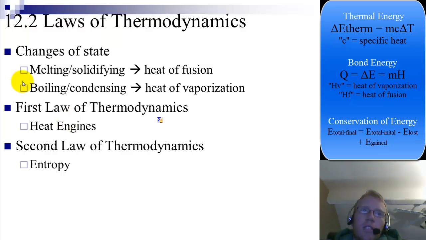Welcome back to the second part of Chapter 12. This one is about more laws of thermodynamics, and specifically about the change of state of objects. So you learned about the states of matter: gas, liquid, solid, and maybe even plasma. And we're going to now talk about the energy changes when you go from one state to another.